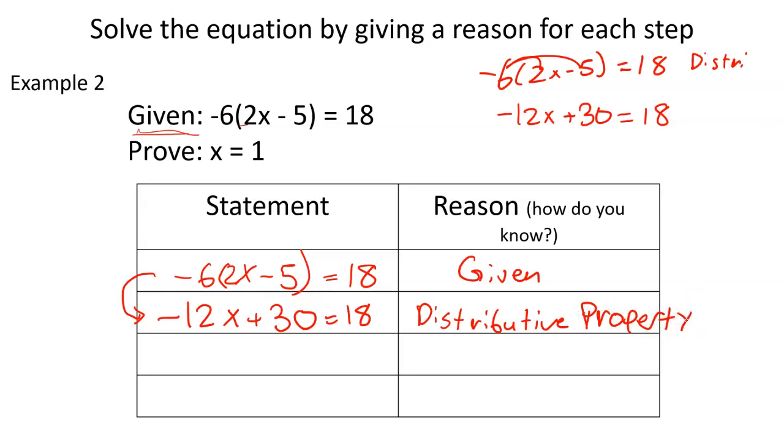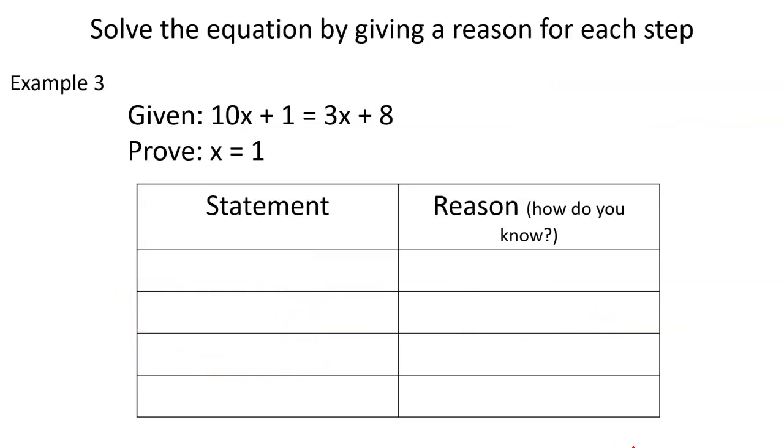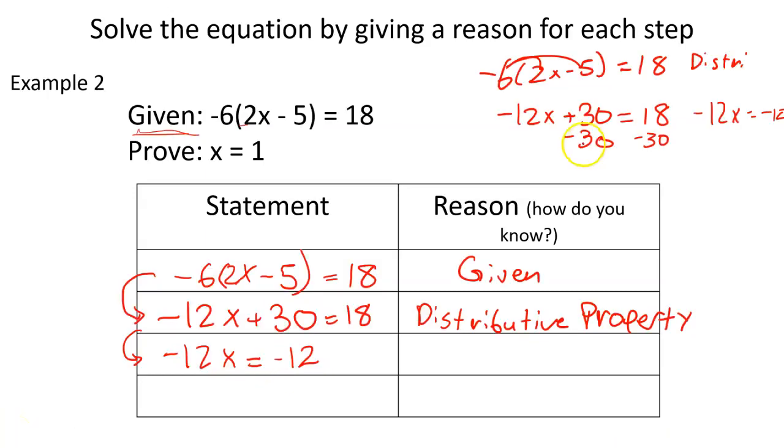Okay. Now, once I'm here, what do I generally do? Well, usually we subtract the 30 on both sides. Get negative 12x is equal to 18 minus 30, which is, I want to say, negative 12. So we go from here to negative 12x equals negative 12. And why do we know that? Well, because I took this 30 and subtracted it on both sides. So that is the subtraction property.